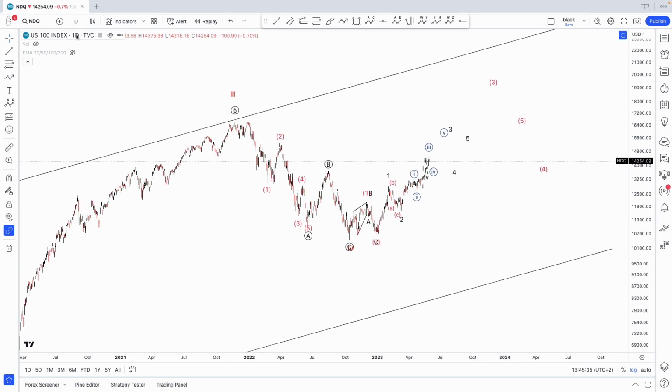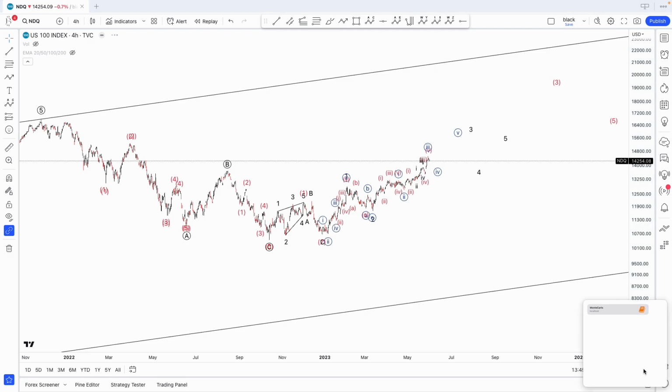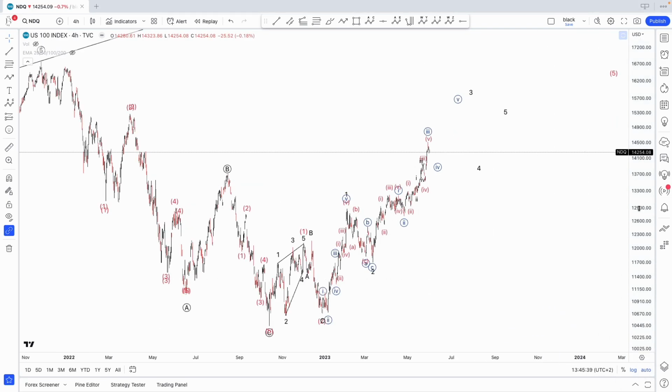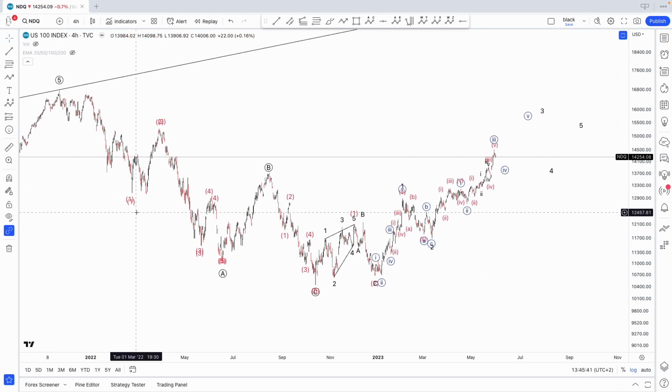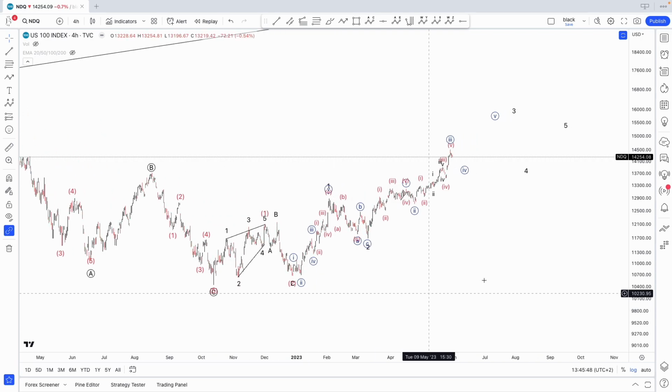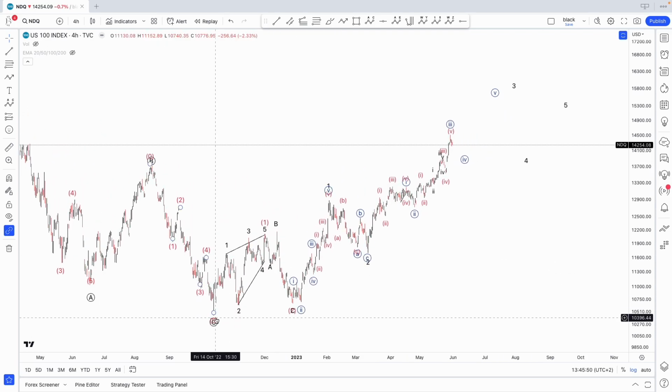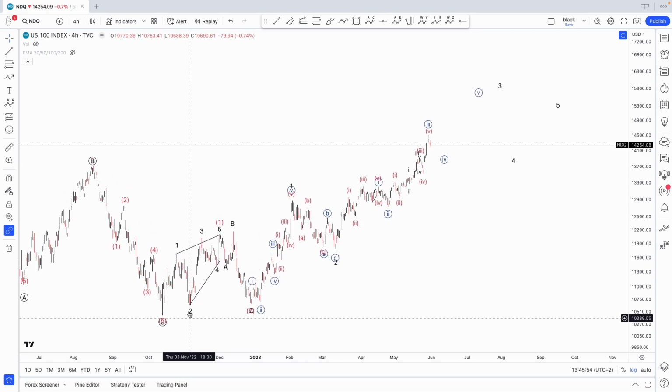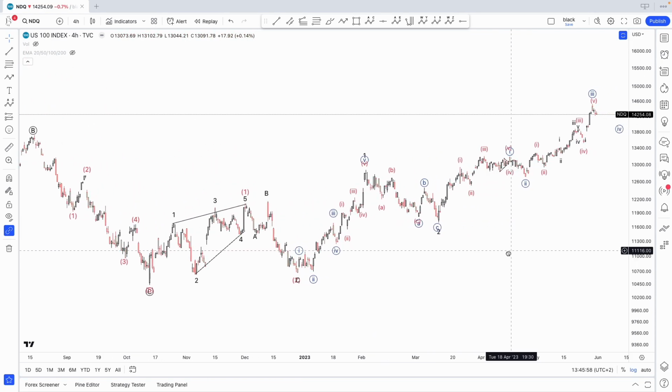So let's dive into the 4 hour chart and investigate a little bit closer on what's going on. So here, as you can see, I'm looking for a potential 5 waves down in A, up in B, 5 waves down again in wave C. From there, I do see a potential bottom on October 13 of last year, 5 waves up into a leading diagonal wave 1. Let me zoom a bit.